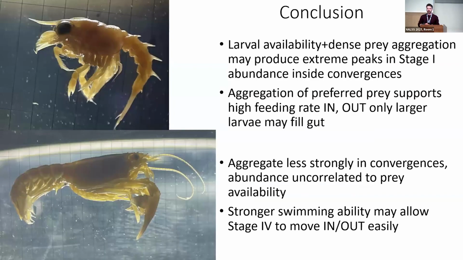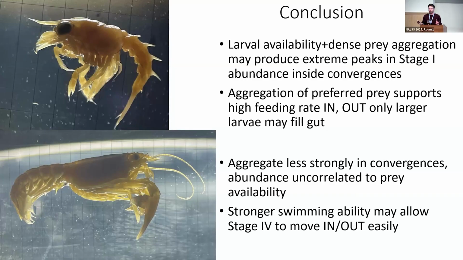If we try to wrap this all up in a nice little bow, what we're seeing is patterns of aggregation for both stage 1s and stage 4s within the convergence zones, more so for the stage 1s. More importantly, when we see the supply of stage 1s match up with abundances of prey when convergence zones form, we see huge dramatic peaks in stage 1 abundance within those convergence zones that you don't really see otherwise, well beyond the background amount of larvae. And we also see that preferred prey are aggregated within those convergence zones and likely support higher feeding rates.